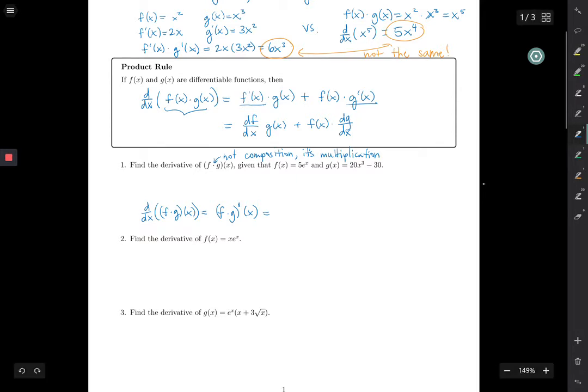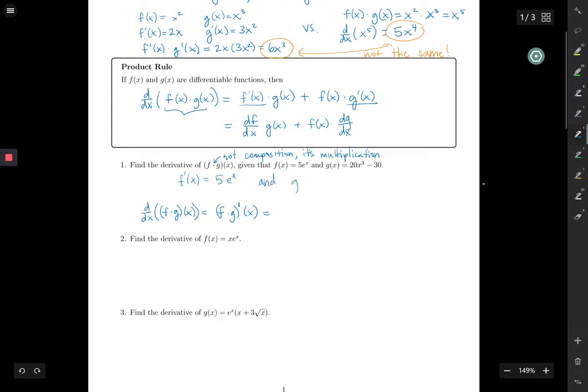So it'll be convenient to just take the derivative of f first, and then also the derivative of g, just so we know what those are going to be. And so here we have a constant multiple, that's 5, so that stays out front, and then e to the x, the derivative of that is just e to the x.